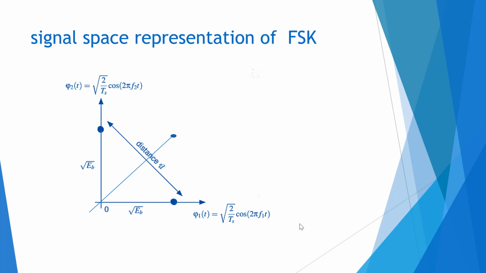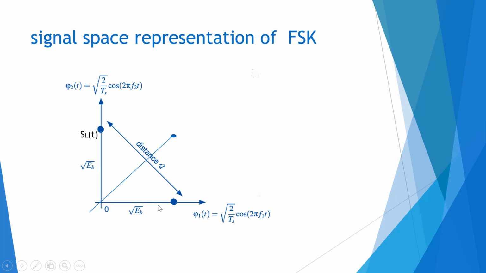Using the above equations, we can plot the signal space representation of orthogonal FSK. Here we can see on the x-axis we have a carrier, U1 of t or phi1 of t, both are the same, that is square root of 2 by Ts cos 2 pi f1 t. On the y-axis we have phi2 of t. The distance of the signal SL of t from 0 is square root of PsTb, or you can say square root of Eb. Eb is equal to PsTb, that we know.